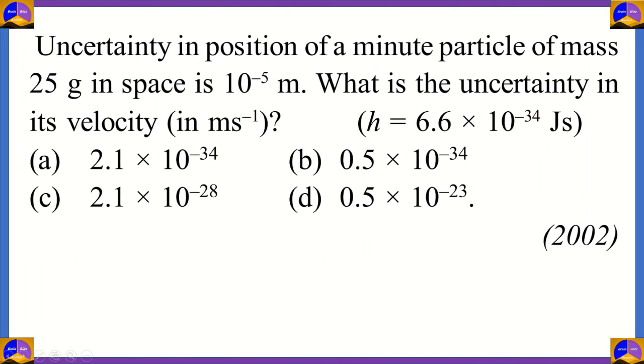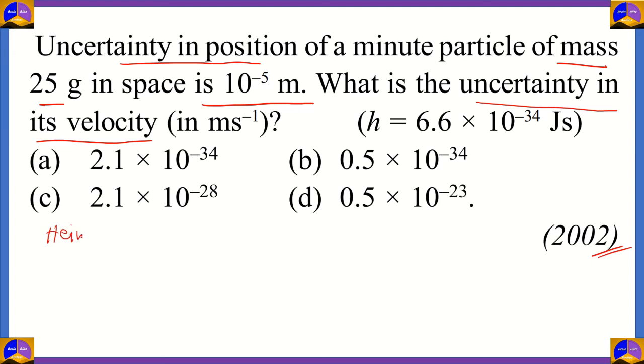Now we come to the final question of this episode, again asked in 2002. The uncertainty in position of a minute particle of mass 25 grams in space is 10 raised to minus 5 meters. What is the uncertainty in its velocity? So, for those of you who are getting stumped, this question is based on Heisenberg's uncertainty principle.